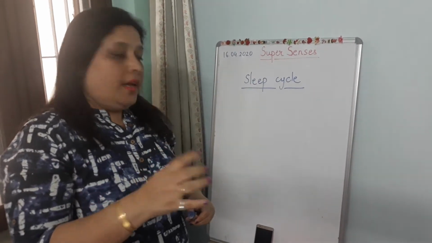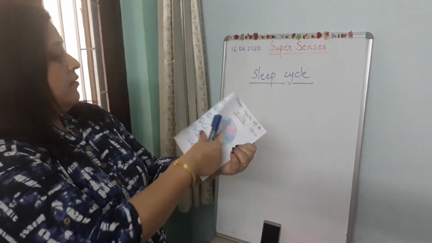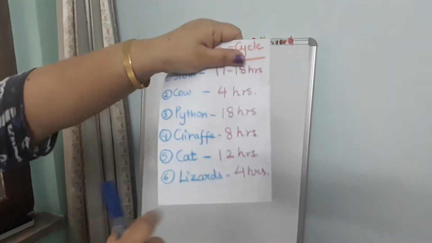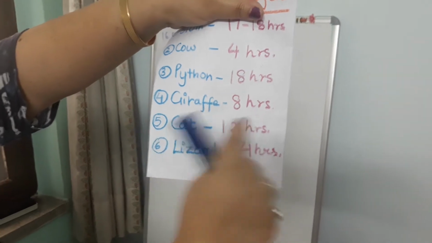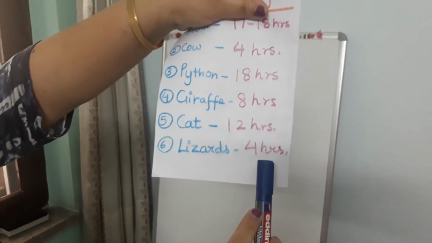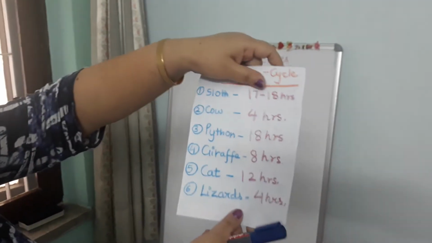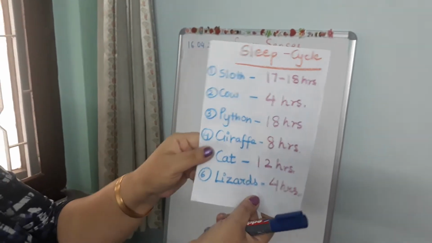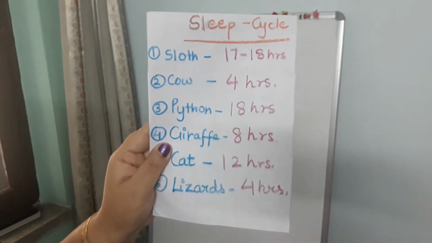For example, in case of a cow, it sleeps 4 hours. In case of a python, 18 hours, giraffe, 8 hours, cat, 12 hours, and lizard sleeps generally 4 hours. I will tell you one classic example of an animal which is called a sloth, and you will be surprised that it also sleeps approximately 17 to 18 hours in a day.